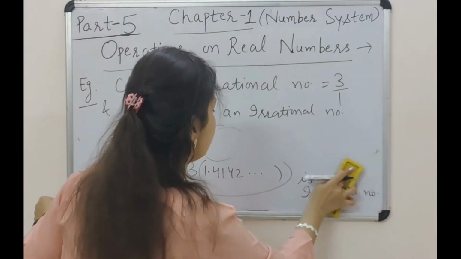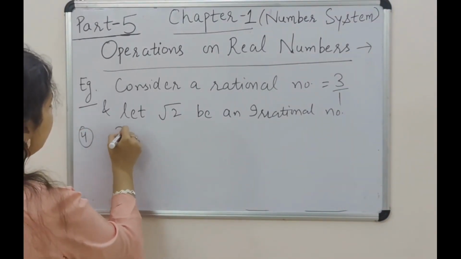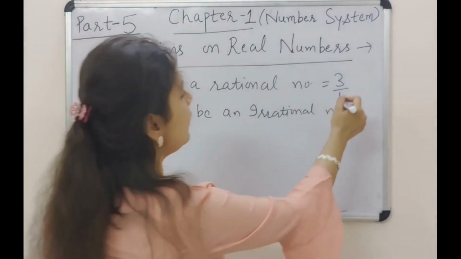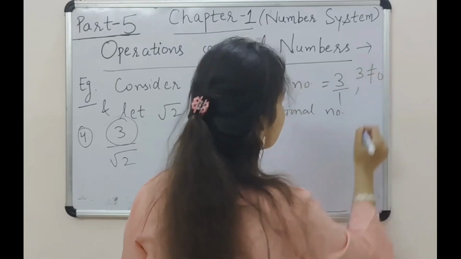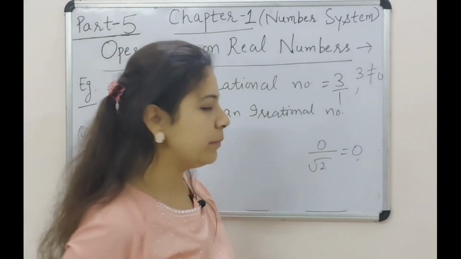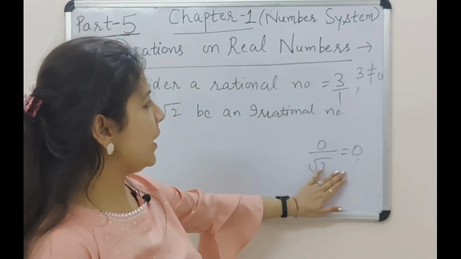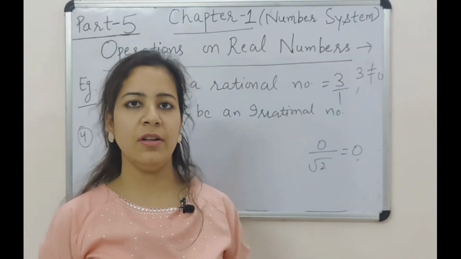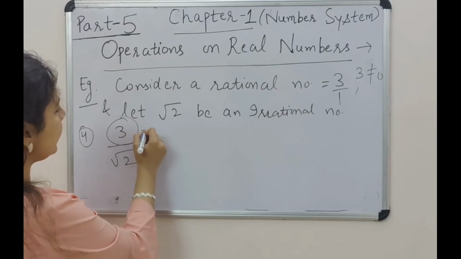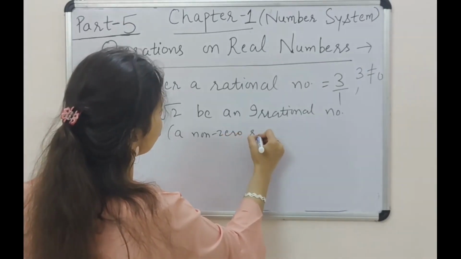Likewise, we can check for the last operation, which is division. My fourth operation is to divide them. I am doing 3 upon root 2. Your rational number should clearly be non-zero here. I have considered a non-zero rational number. Why? We know 0 by something becomes 0, and if you remember the first exercise, 0 is clearly a rational number. That is why you have to consider a non-zero rational number. Only then is your result valid here. Since I have taken 3, which is clearly a non-zero rational number, I am writing for abundant clarity, it's a non-zero rational number.